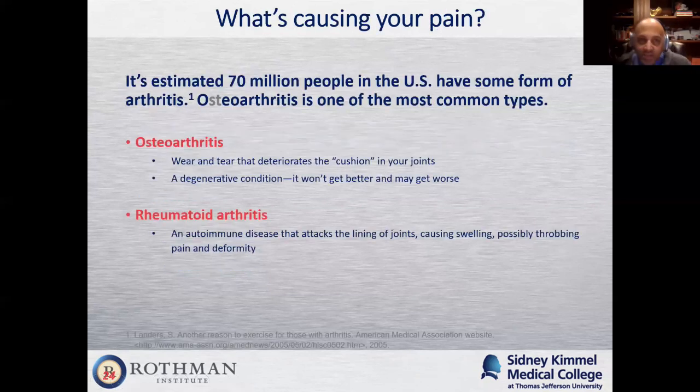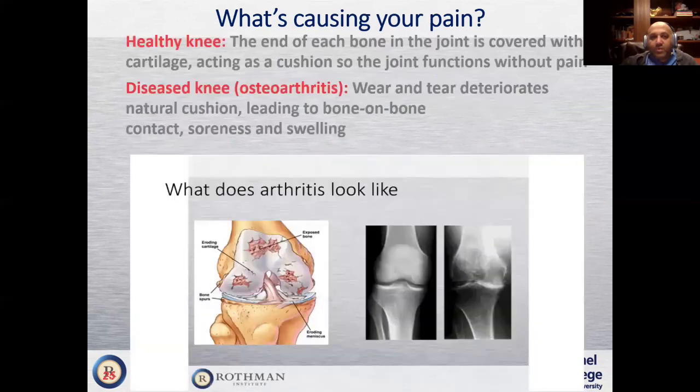So again, knee arthritis is one of the most common complaints. 70 million people in the US have some form of arthritis. Again, arthritis is that wear and tear that deteriorates that cushion, that cartilage in your joints. Knee replacement or knee arthritis patients can have regular osteoarthritis or rheumatoid arthritis. So again, what's causing your knee pain? The healthy end of the bone is covered with cartilage, which is the cushion. Arthritis is the wear and tear or breakdown of that cushion. So here's a cartoon with the white stuff here is cartilage, and then where it's reddish or brownish, that's exposed bone.